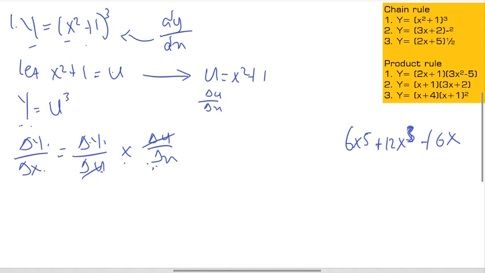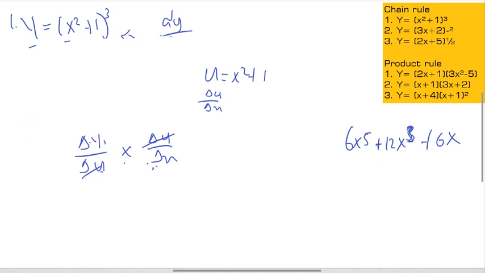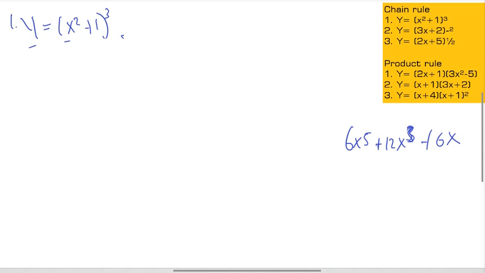I'm not trying to explain the concept, that's why it might look lengthy, all right? So we have dy dx equal to dy du multiplied by du dx, right?